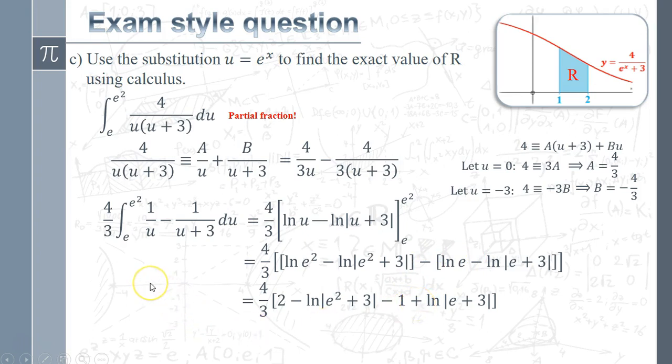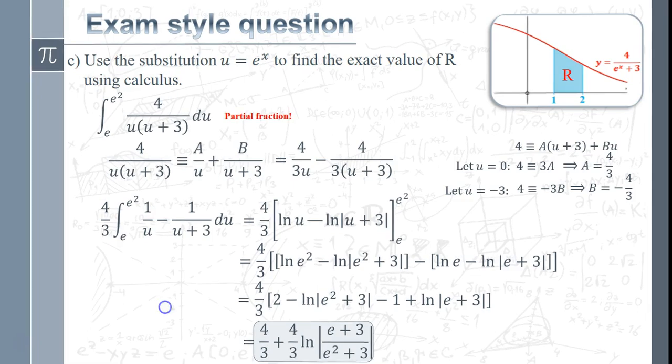And we want an exact value, so I'm going to tidy that up a little bit. I've got 2 take away 1, and then I've got plus ln of e plus 3, minus ln of e squared plus 3. So I can write that as a single ln with the e plus 3 over the e squared plus 3. Hopefully you're keeping up with all of that. If you need to, just pause the video and work it through in your head, then please do. So there we go, there's our exact value.